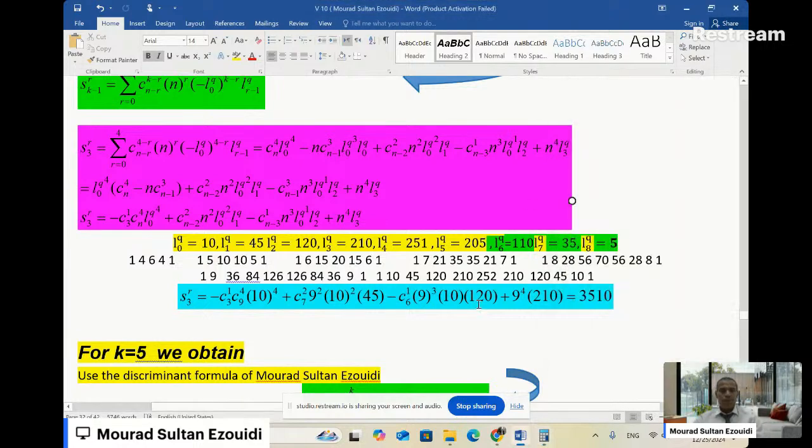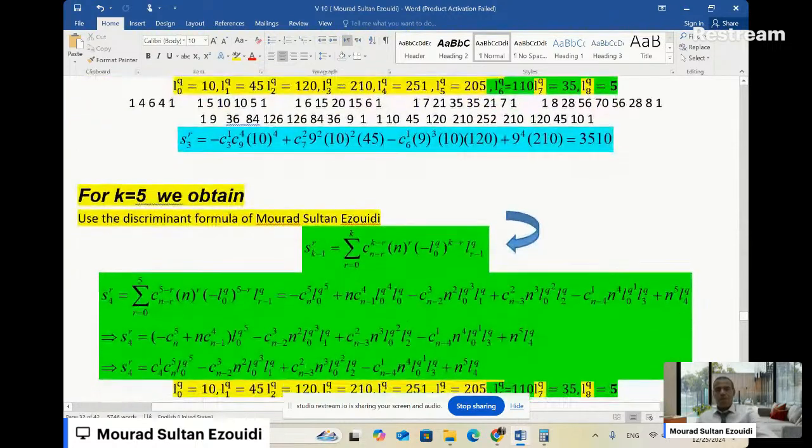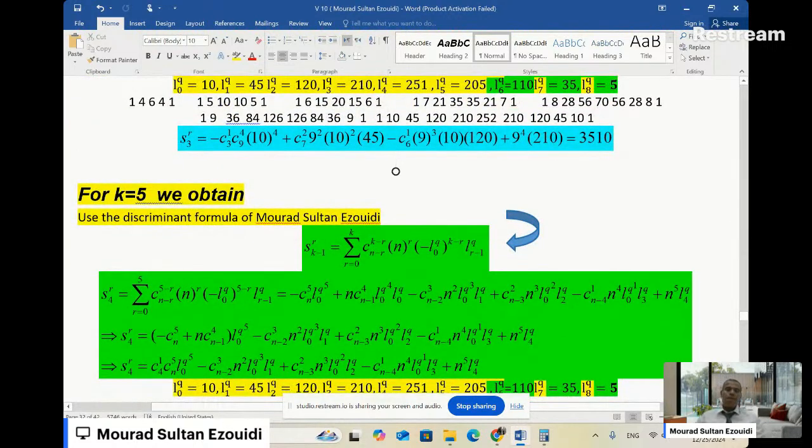Now, my colleagues, it's clear that if you would like to work out S4, you should use the discriminant formula of Mourad Sultan, the Tunisian mathematical researcher. You use this discriminant to work out the value of S4.